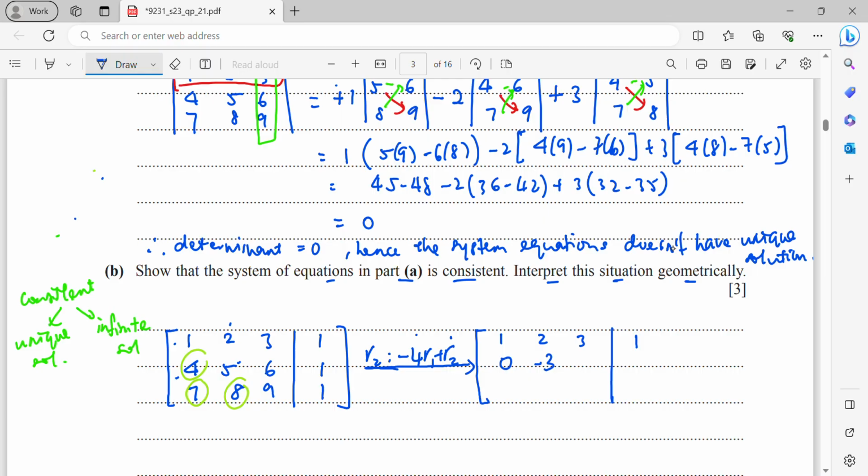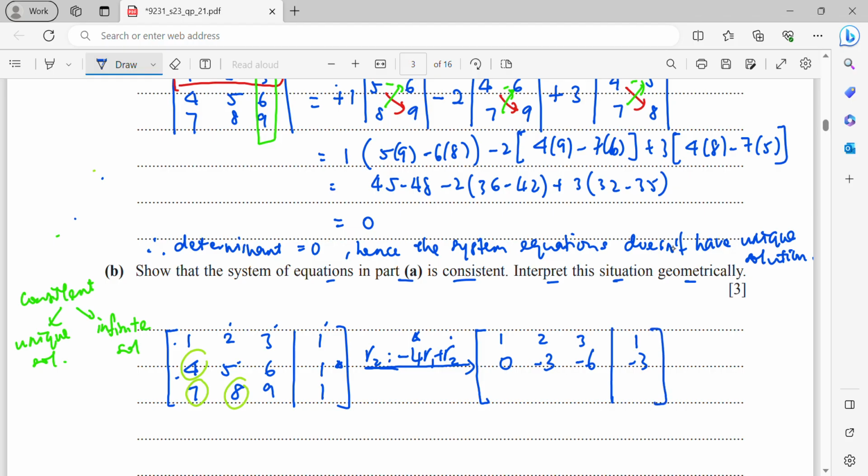Okay, and then the 3 multiplied by minus 4 is minus 12. Then you plus 6, it will be minus 6. Now, the 1 here, you times by minus 4, it will be minus 4. Then you plus with this 1, it will be minus 3.